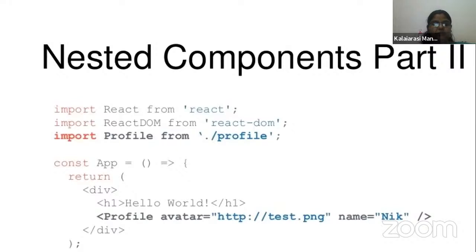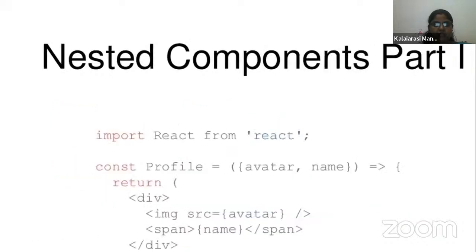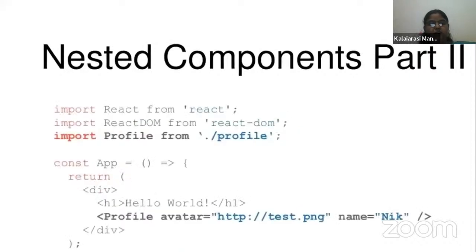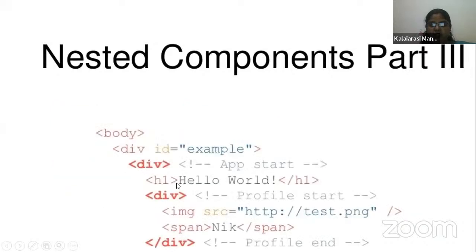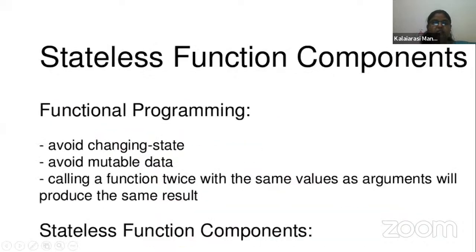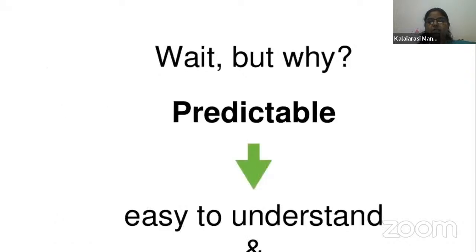And then if you observe here, what happens is we are trying to import something called profile, and here this is the profile, the same thing. When you import it, when you start using it in this manner, your app.js. Now stateless functional components, you remember they avoid changing state and avoid mutable data. So that's why it is named as stateless.